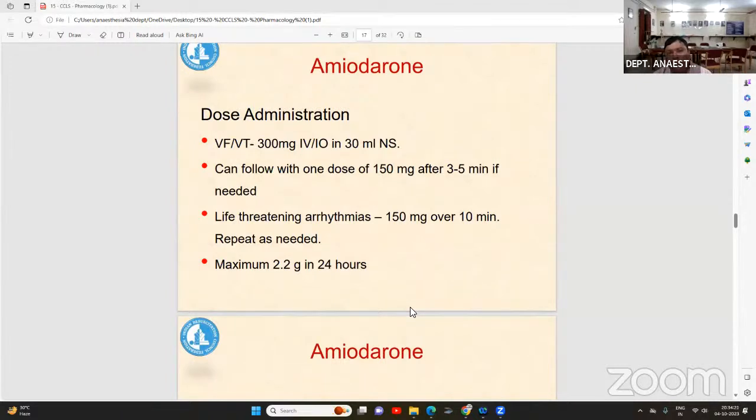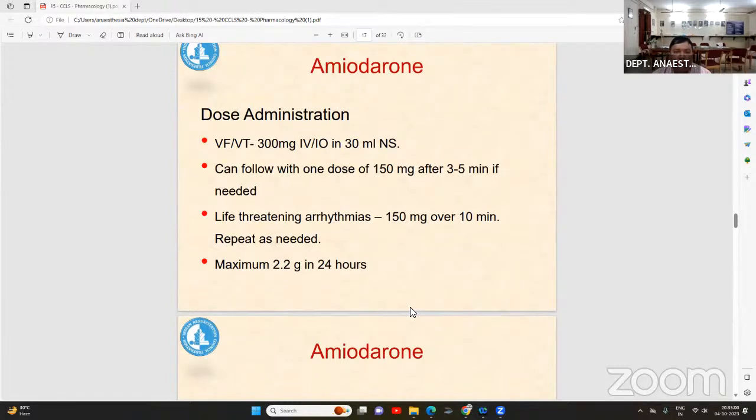Basically, it is the drug of choice for ventricular fibrillation and ventricular tachycardia. If the patient is pulseless, the first choice is always CPR, the second choice is defibrillation and adrenaline. If not responding, then you have to give amiodarone. Always make sure that CPR, shock, and epinephrine are done. Only then should you give amiodarone, if you are seeing VF or VT on the monitor. Generally, you can use 300 milligrams, that means 2 ampoules of amiodarone, given as a bolus dose, either IV or intraosseous, in 30 ml NS.